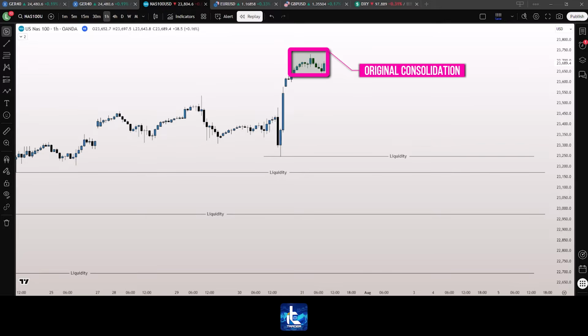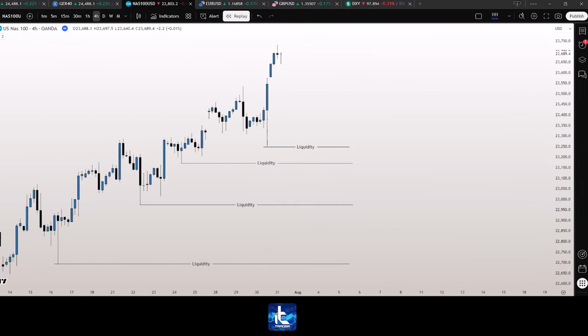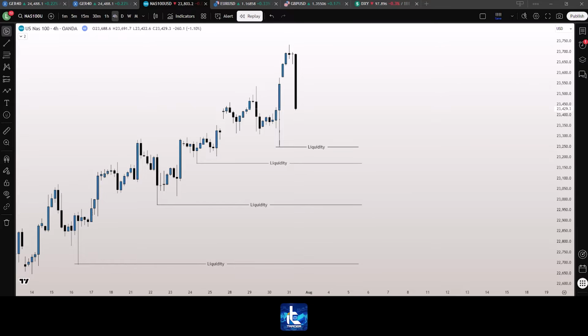But within this range, preparations for manipulation are underway. Then there is an aggressive downward movement. This is the classic redistribution phase.